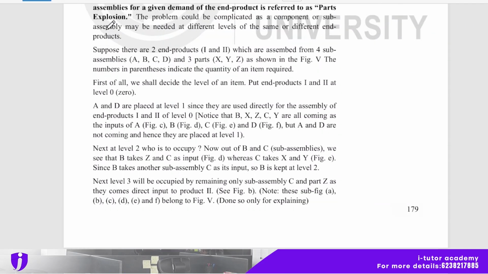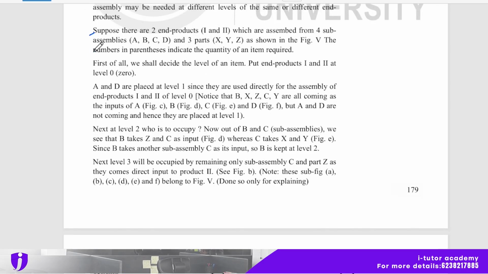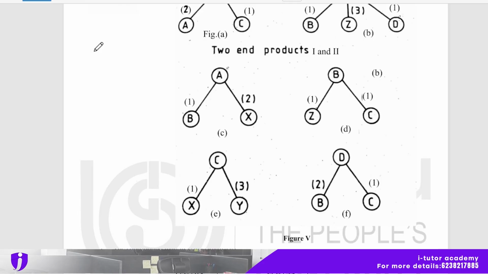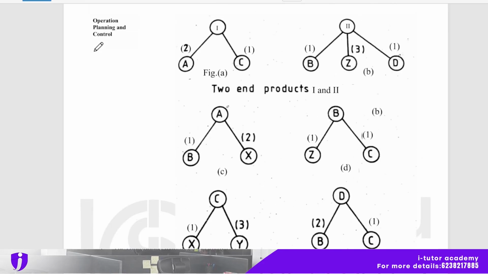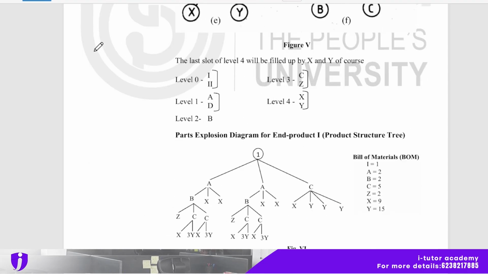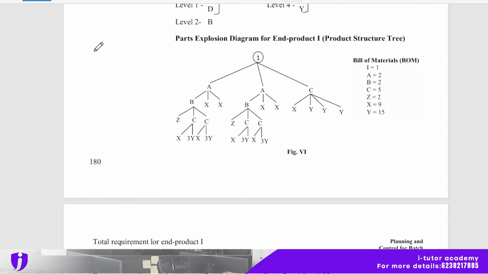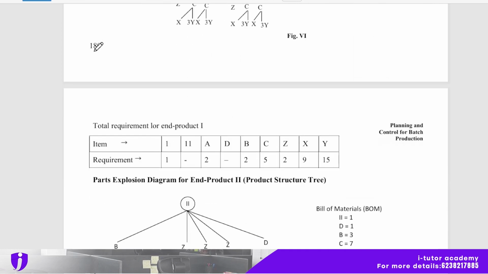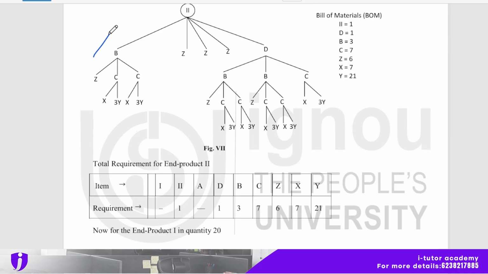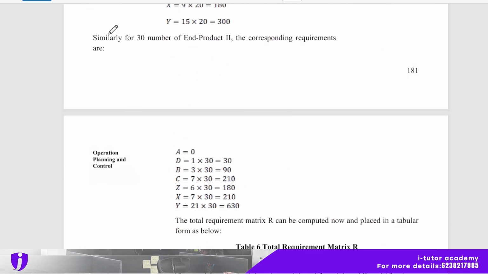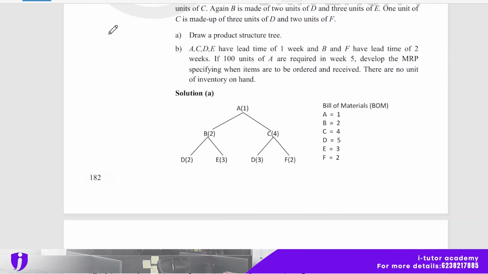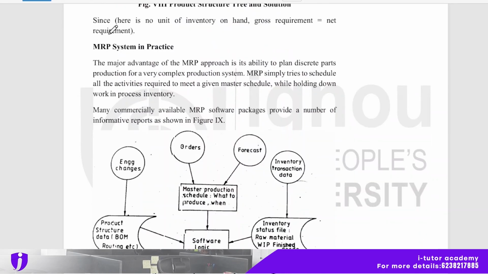Okay, so suppose here is an example. Please read this from your IGNOU study material, that is MMPC 009 Unit 6. Here are the figures also, with product 1 and 2. So please refer to this from your study material. The parts explosion diagram for end product 1 is here, so please go through it. And the parts explosion diagram and product structure tree for end product 2 is here. Again, these are examples of all that we discussed above. Example 6.4 is also here. Please go through it and the solution with it.